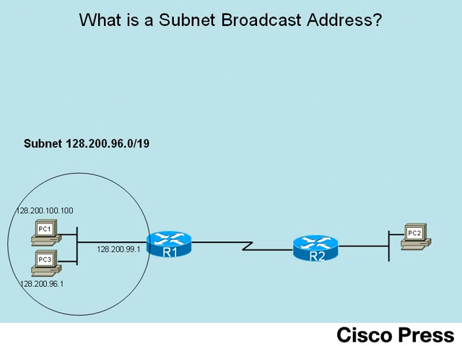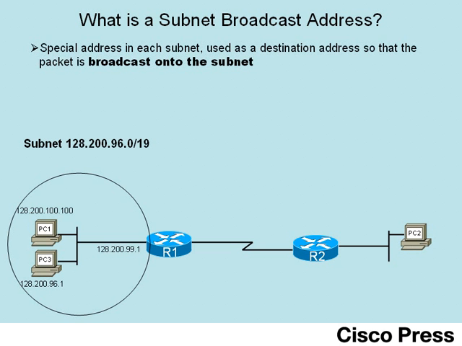Next, before seeing the process, let's take a look at this idea of a subnet broadcast address. A subnet broadcast address is one single address in each subnet. When used as a destination address in a packet, it causes that packet to be broadcast to all hosts in that subnet. Now, because it's used for broadcasting, it cannot be used or assigned to a host to be used as a unicast IP address. So it helps to see an example.